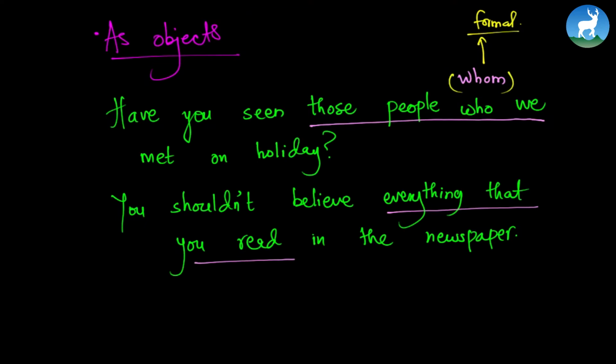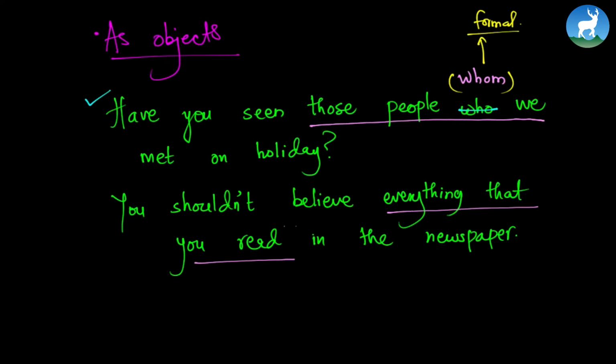And when the relative pronoun is the object of its clause, we sometimes leave it out, and we can write the same sentence like this. Have you seen those people we met on holiday? Have you seen those people? So let's cut something out from the sentence. Now if we cut who, the sentence is still right. Have you seen those people we met on holiday? So this is what we call leaving out the relative pronoun. The relative pronoun is left out, correct?